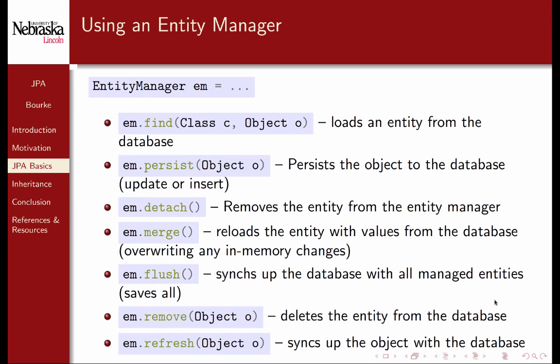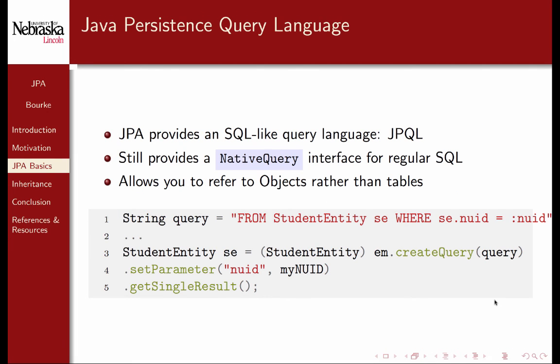To review, the Entity Manager provides a lot of other functionality. You can load an entity from the database, persist to it, detach the entity from the Entity Manager, which effectively removes the connection between the Java object in memory and the record in the database. You can sync up the database with all managed entities. You can delete entities from the database, and many more. Again, JPA provides an SQL-like query language called JPQL. You can still execute native queries, that is, regular SQL queries, using the native query interface.